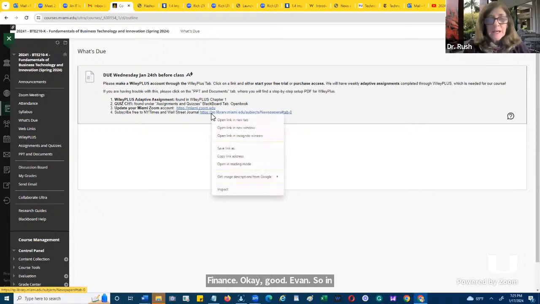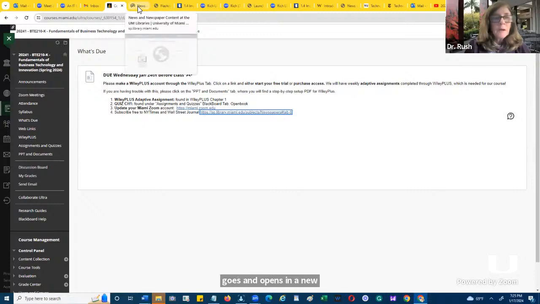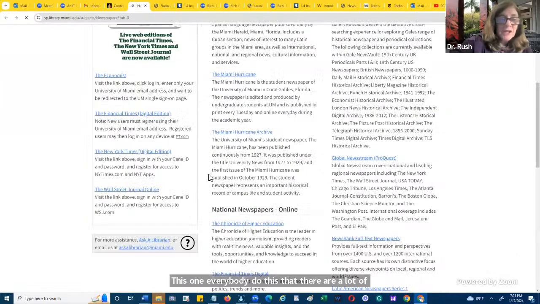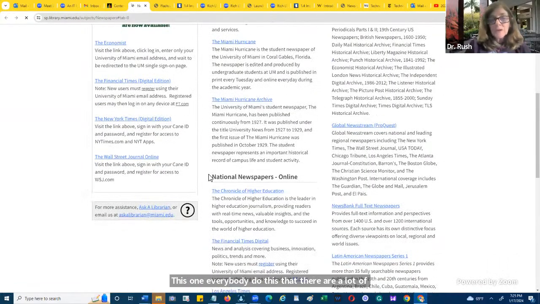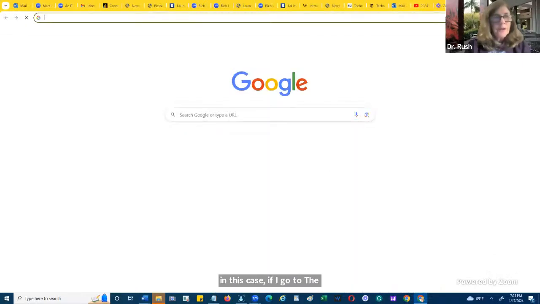So in this case, if everybody goes and opens in a new tab, this one, everybody do this, there are a lot of papers, live editions that you can get free, which is really great. It's not free. We're members of the University of Miami that they've subscribed, where anyone associated with the University of Miami gets this. So The Economist is good, the Financial Times, New York Times. I'm choosing for our class the New York Times and the Wall Street Journal. All you need is your student ID. So that's great.